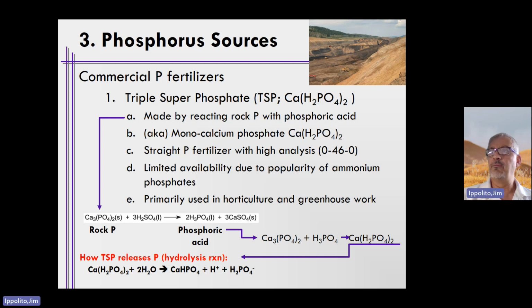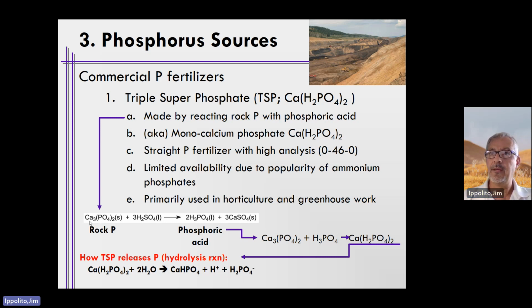So how is this made? It's really interesting how this product is made. In fact, all phosphorus inorganic fertilizers are made using rock phosphate, and triple superphosphate, or also known as monocalcium phosphate, is no exception. So before I go through the remainder of the bullet points on this slide, why don't I share with you how this is made, because it's really, really interesting. So follow this arrow down here.